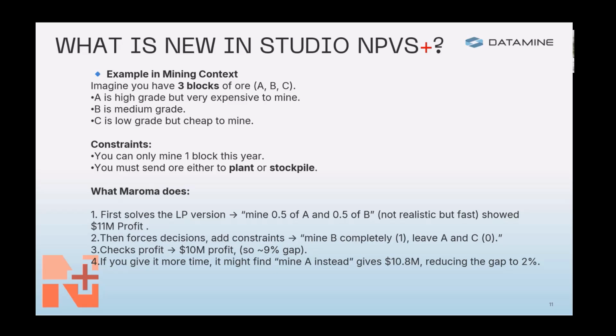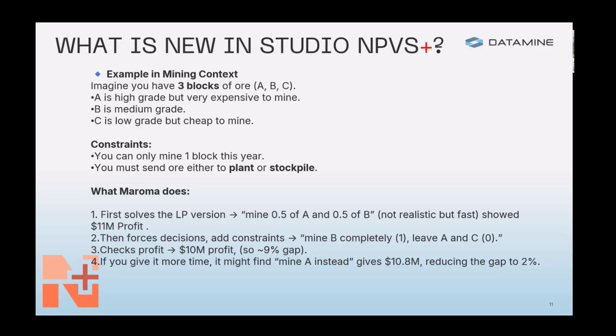The first constraint is you can only mine one block this year. So the software needs to choose only one block. The second constraint is that ore must be sent to either the plant for processing or to stockpile. So let's apply those three steps that I explained earlier and see how Maroma does it.